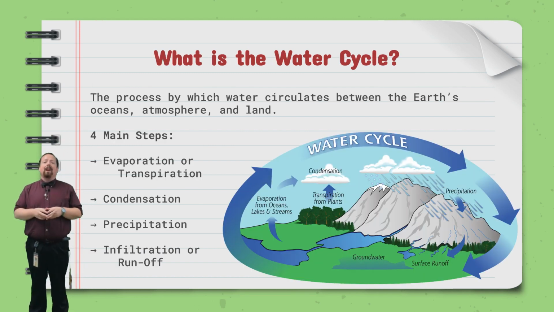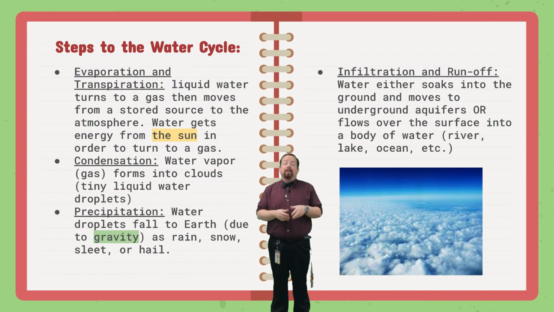The water cycle is the process by which water is circulated between the Earth's oceans, atmosphere, and land. There are 4 main steps to the water cycle: evaporation and transpiration, condensation, precipitation, and runoff or infiltration. We'll talk about these more specifically soon, but here's a quick summary.